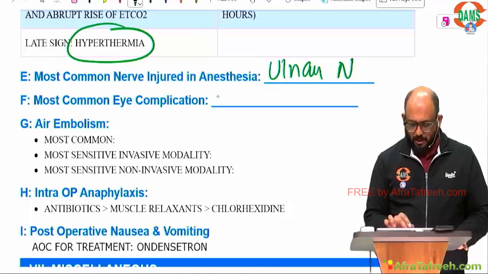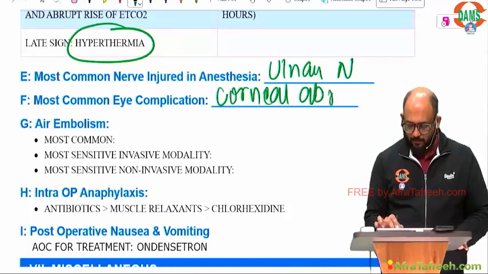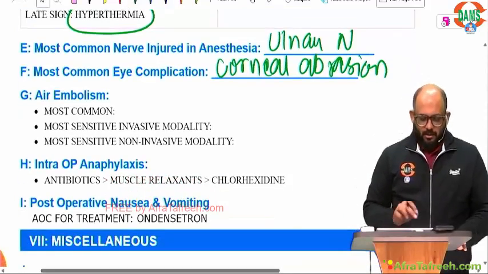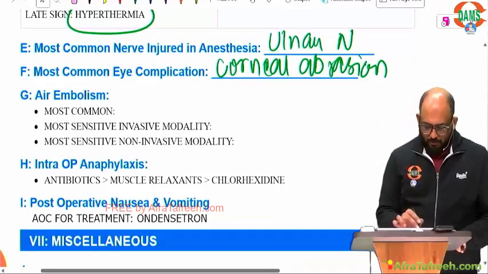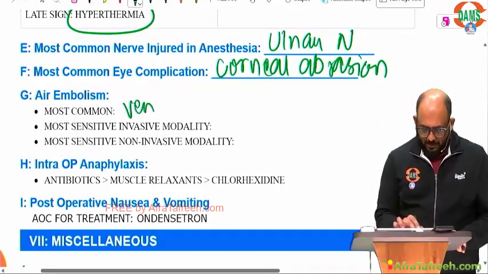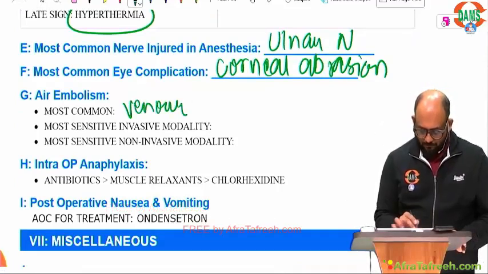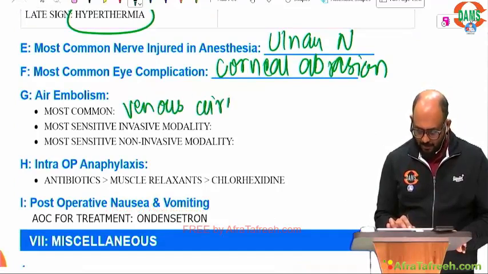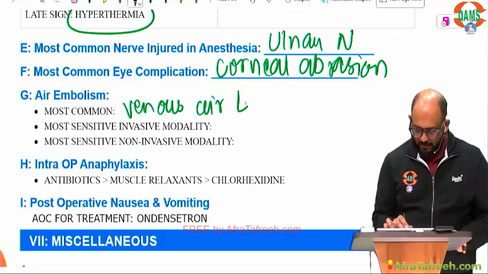Most common nerve injured in anesthesia, ulnar nerve. Most common eye complication, corneal abrasion. If you talk about air embolism, most common is venous air embolism, VAE.